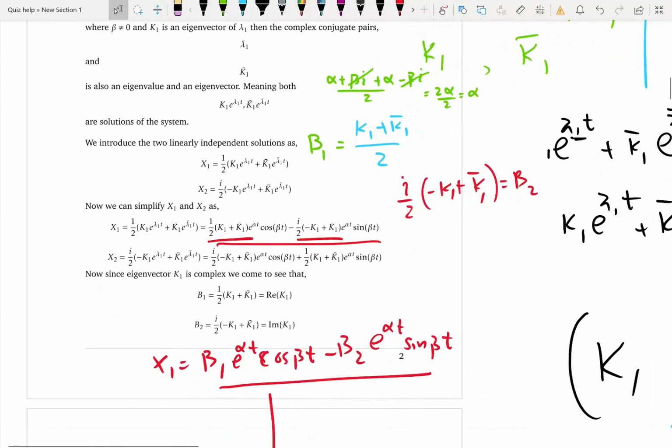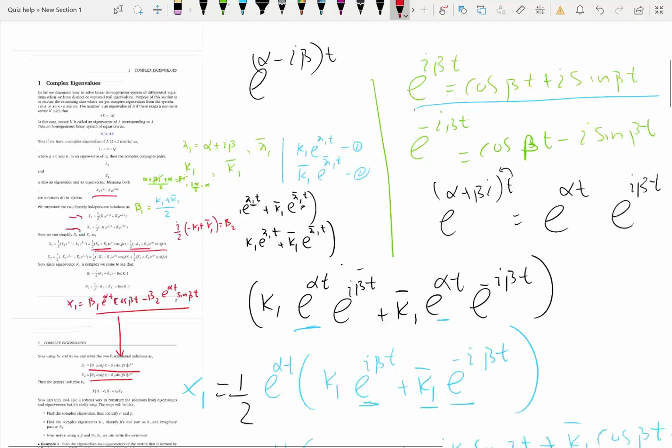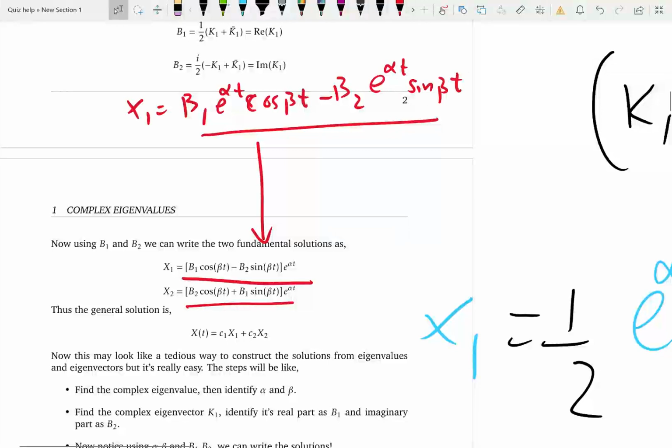So really we start with the simple hypothesis that we had in the beginning of the course, where the solution is eigenvector times e to the lambda t. Then we use the superposition principle and construct these two linearly independent vectors, and we use Euler's identity. This identity here is called Euler's identity, and we do a simplification, and we use these two facts and get these two results, which look nicer than what we started with.